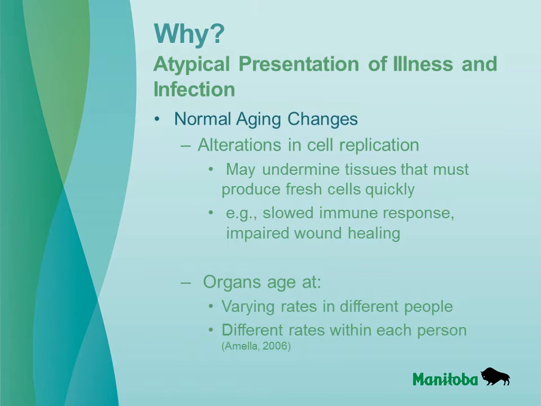We now move to a more in-depth discussion of the underlying reasons why illnesses present differently in older adults. Normal aging changes, that is, changes in overall body composition, are a hallmark of aging. Alterations in cell replication occur. For example, this so-called senescence of cell replication can reduce the immune system's capacity to respond to pathogens and impair wound healing. As well, organs age at varying rates in different people and at different rates within each person. For example, the heart may be strong while the brain exhibits aging changes.